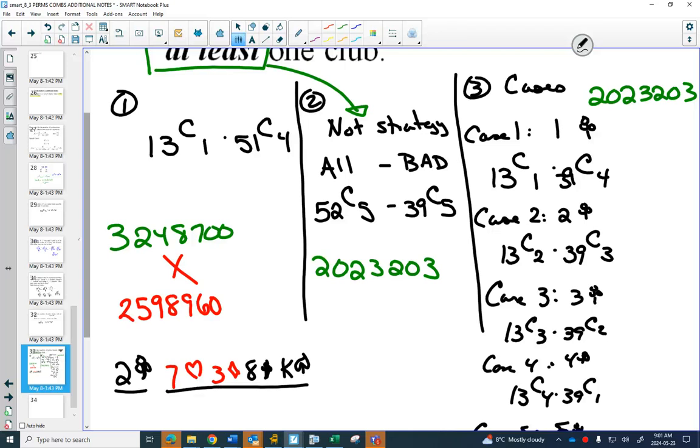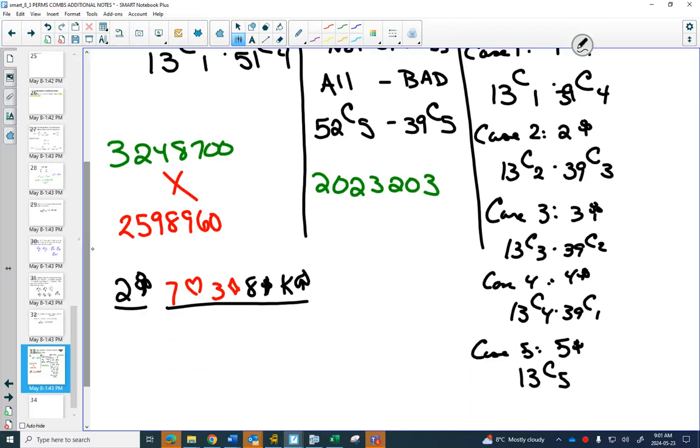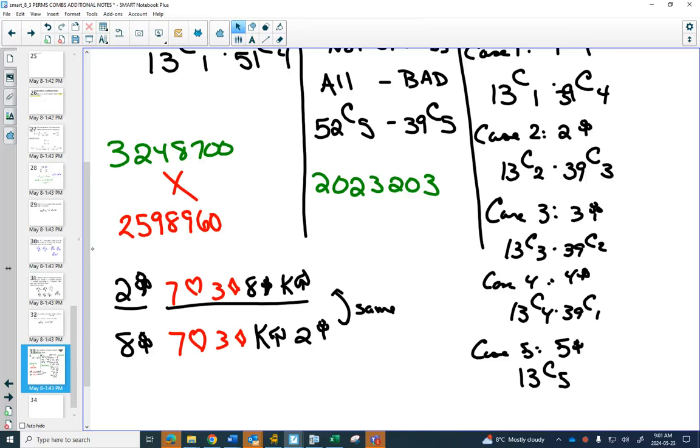Next, I do it again. 13 choose 1, I pick the 8 of clubs. Then, I go to the other 51 choose 4, and I happen to get the 7 of hearts, the 3 of diamonds, the king of spades. Does anyone see the problem that could happen? I could get the 2 of clubs here. And these are the same. I've counted something more than once. And that caused a problem.